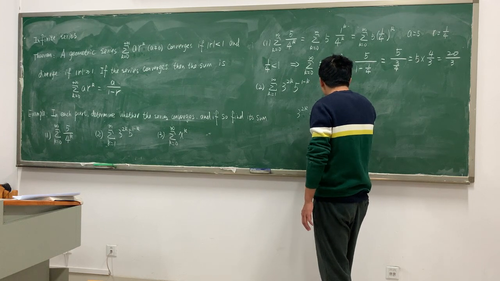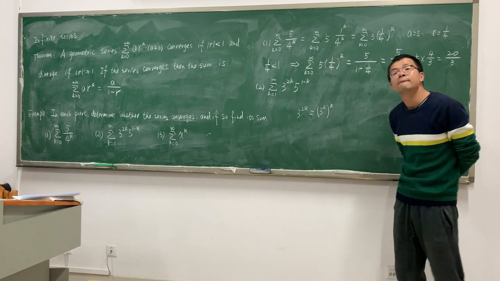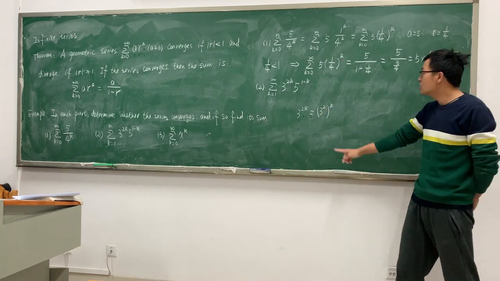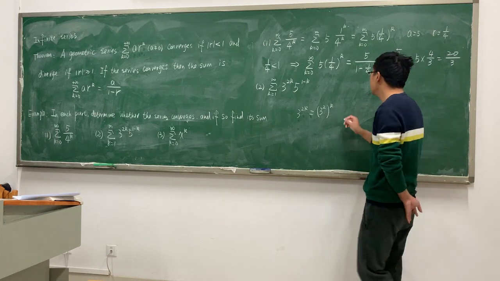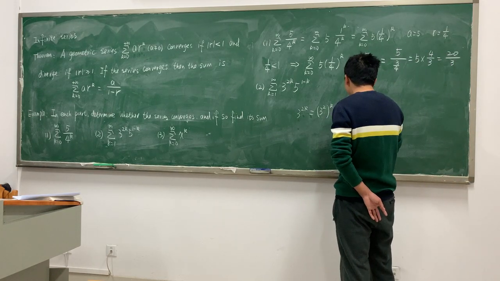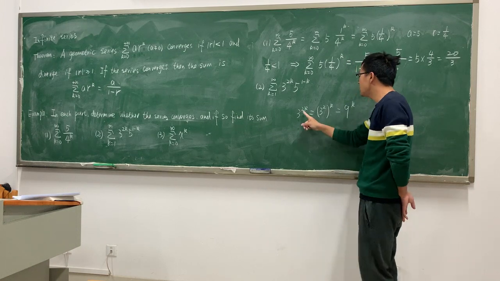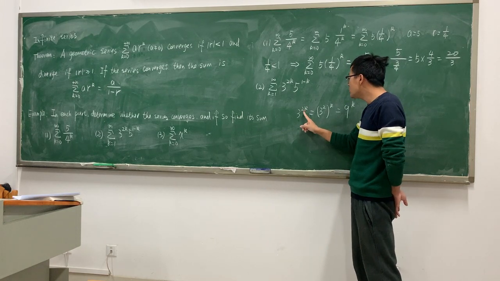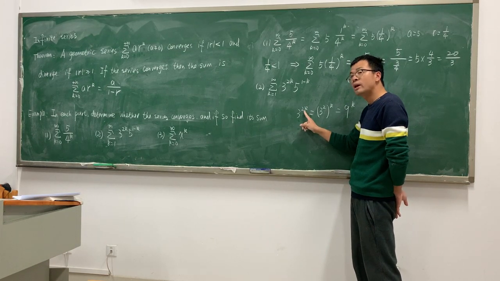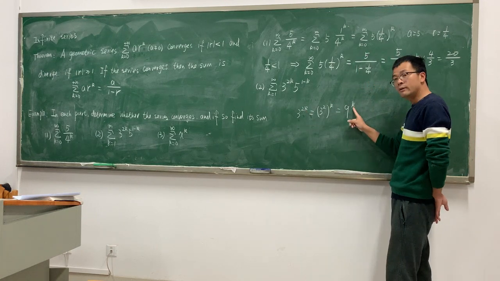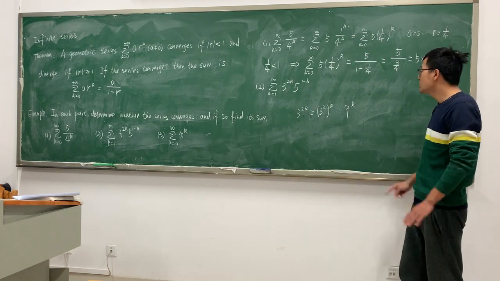3 squared to the power k. Yes, they are the same. 3 squared is what? It's 9, so it's 9 to the power k. So we can see we can transform 2k to k. Okay, so this is the first.